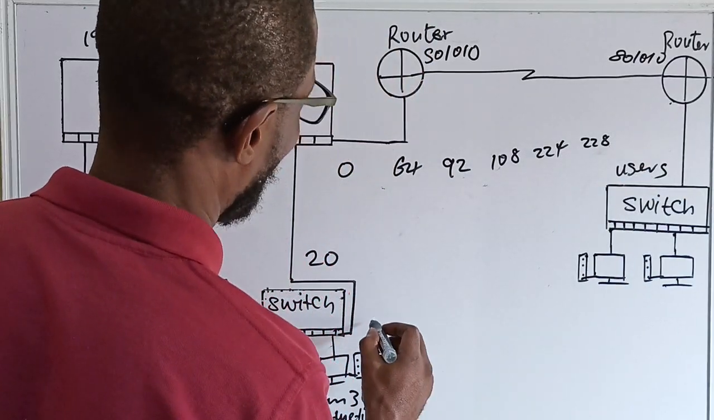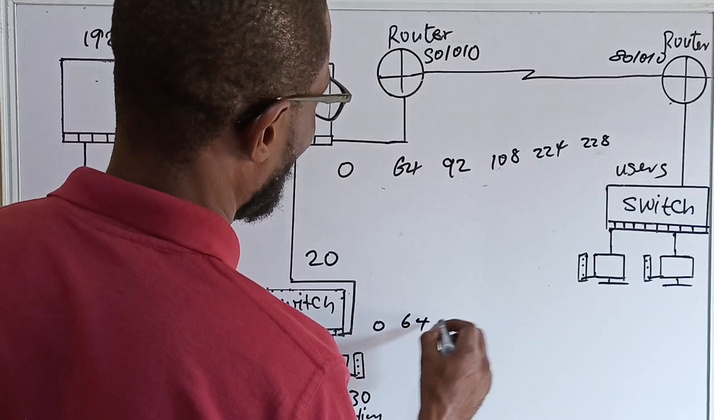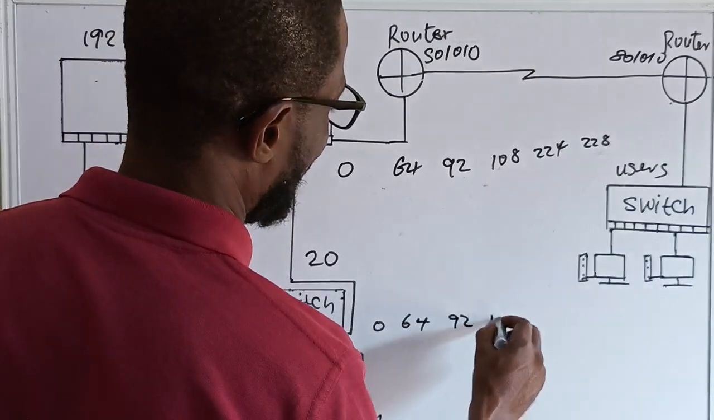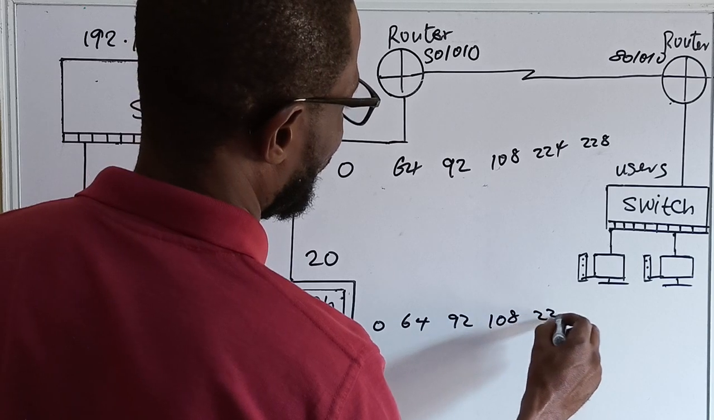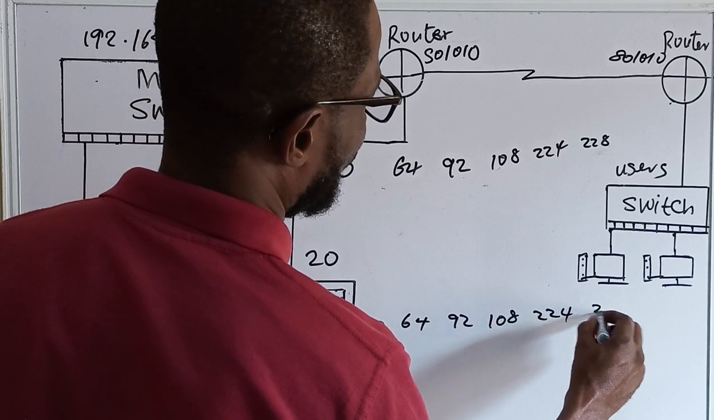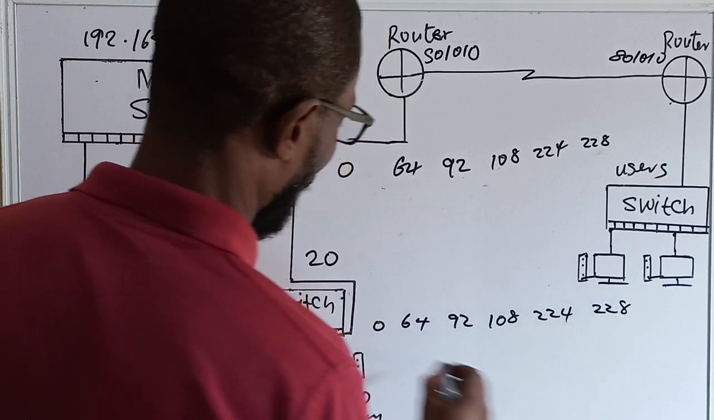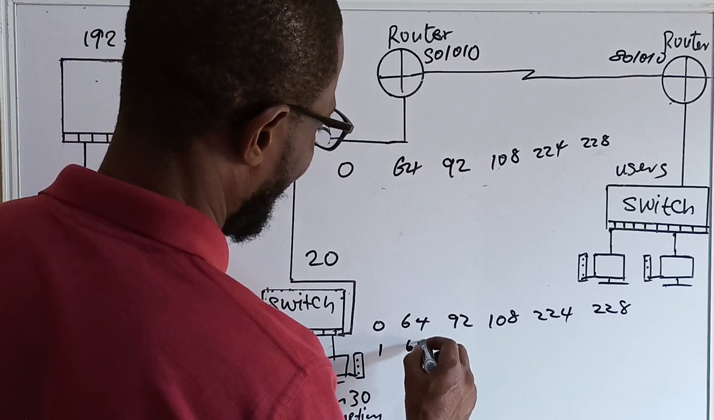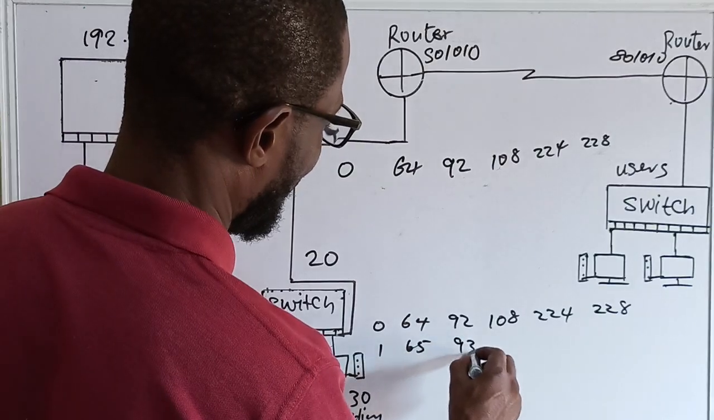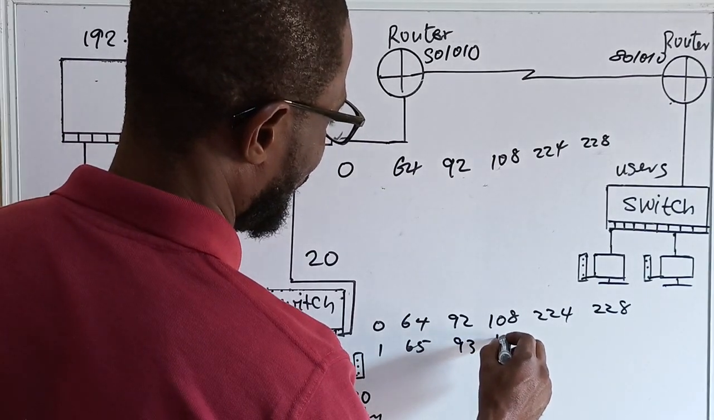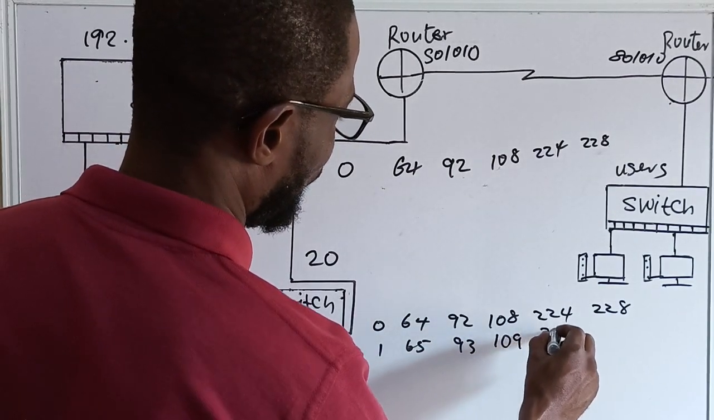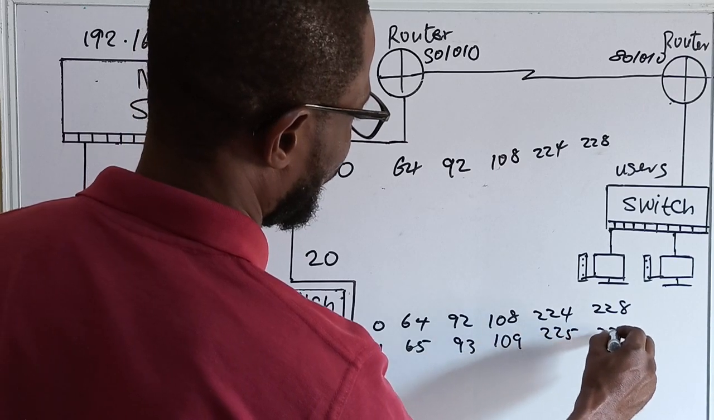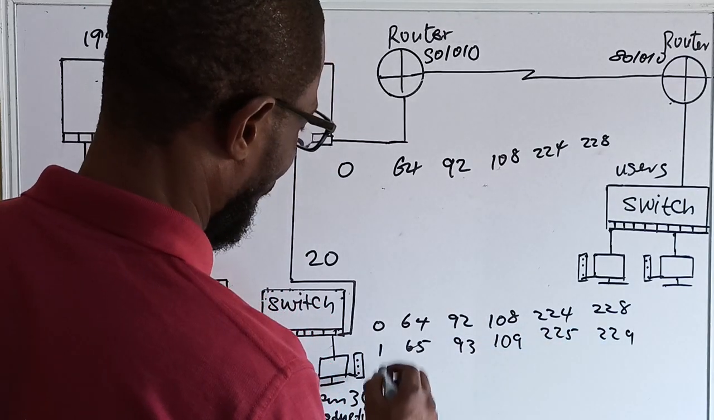Or should I do it here? 0, 64, 96, 112, 224 and 228. So we start from here. This is 1, the first valid on each one. This is 65, then 97, 113, 225 and 229.